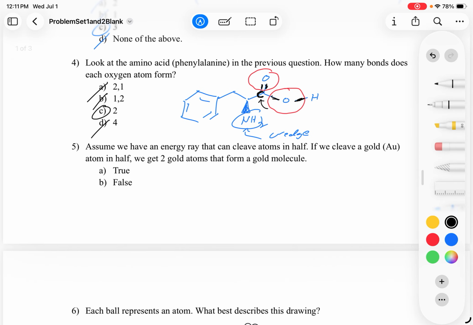Okay, let's go on to number 5. Assume we have an energy ray that can cleave atoms in half. If we cleave a gold atom in half, we get 2 gold atoms that form a gold molecule. Is that true? No, that is not true. That is false. So remember, a gold atom is an element and cannot be broken down any further and still remain with the same properties that make it gold. An element cannot be broken down any further and still remain the same, right? So that answer is false.